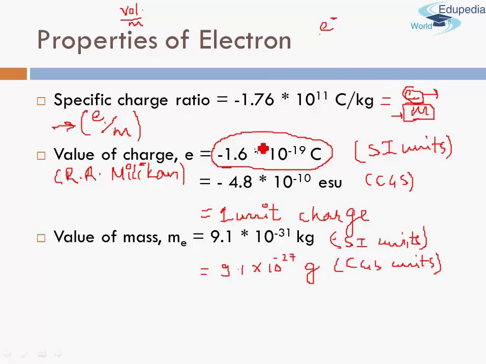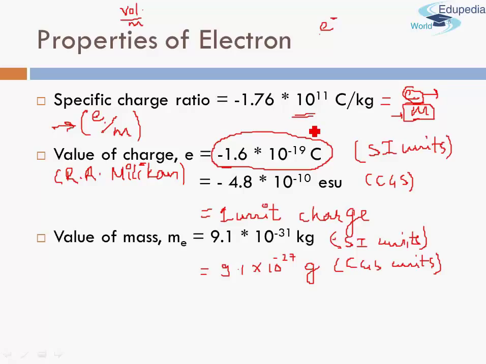Now you see why the value of specific charge was so high, 10 to the power 11. Why? Though the charge was low, of the order of 10 to the power minus 19, the mass was even lower, of the order of 10 to the power minus 31. Given that the mass of electron is so low, we can see why the specific charge ratio is so high. So lastly, this deals with the part of electron that we need to know over here.